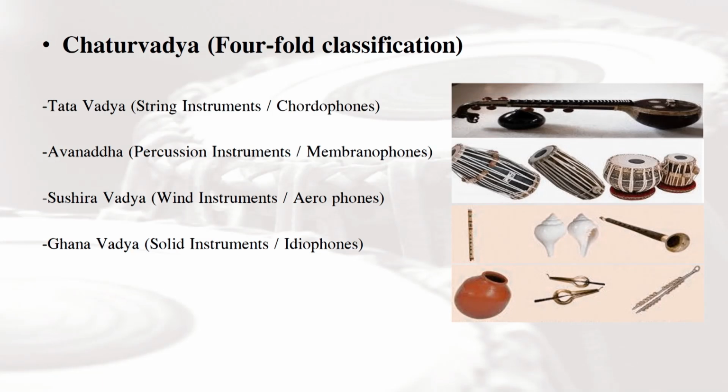The third category of instruments we have is Sushir Vadya, which are wind instruments, also known as aerophones. These instruments produce sound by blowing air through a tube, either across a hole, through a reed, or directly into the instrument. Wind instruments in Indian classical music are also known for their ability to convey subtle nuances of the raga.